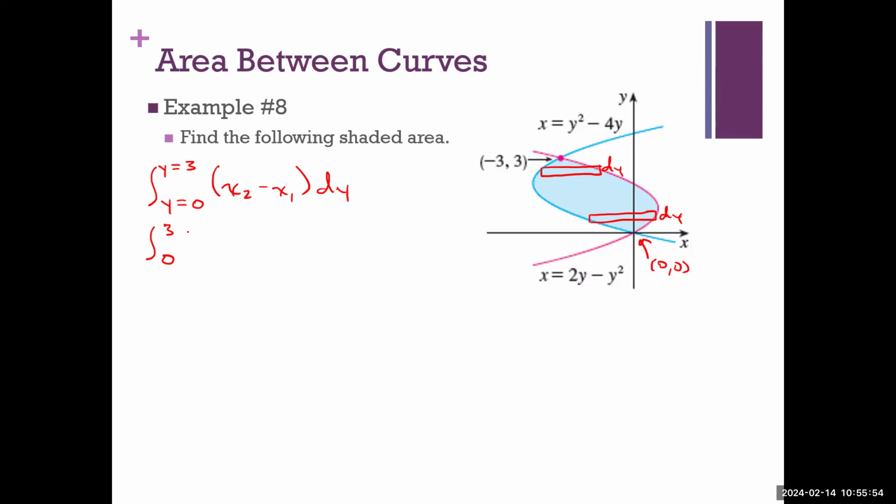2y. Do we have to rewrite it, or is 2y minus y squared okay? We're doing this whole integral in terms of y, so I want to define my functions in terms of y. Minus what? y squared minus 4y dy. So I believe that's a good setup for this integral.